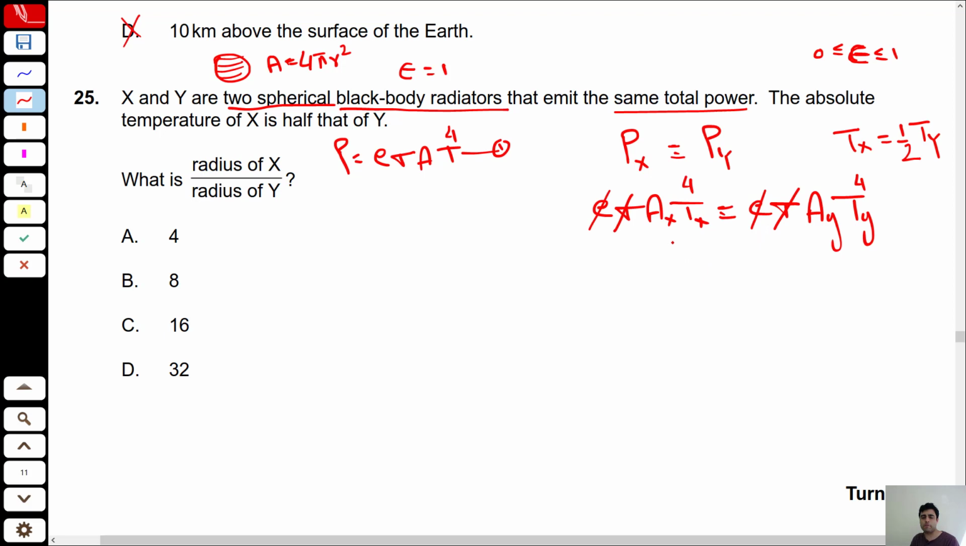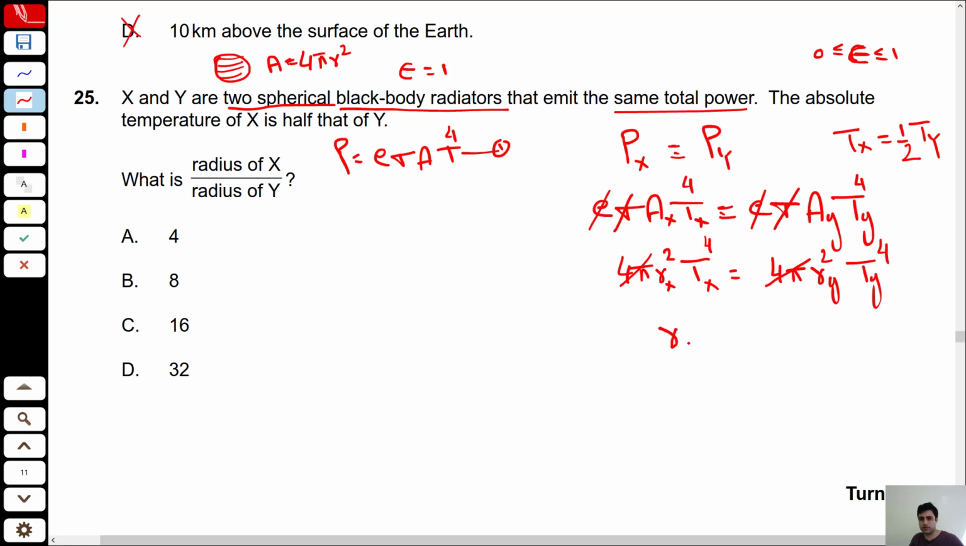Now we can sub in the formula for the surface area of a sphere. So the area of X is 4 pi radius of X to the power of 2, and temperature of X to the power of 4 equals, again substituting the surface area of a sphere formula into area of Y, 4 pi R of Y to the power of 2, temperature of Y to the power of 4. You can see 4 pi and 4 pi cancel out, and we need to make radius of X over radius of Y the subject.